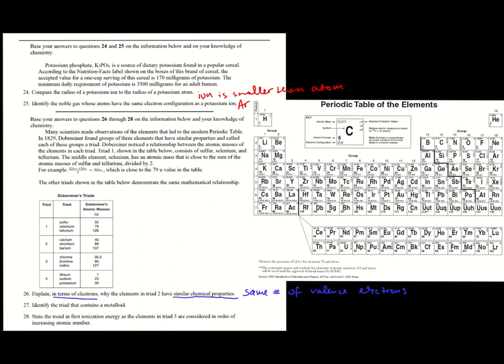Okay. State the trend in first ionization energy as the elements in triad 3 are considered in order of increasing atomic number. So triad 3, chlorine, bromine, and iodine, we're going by increasing atomic number. So we're going from chlorine down to iodine. What is the trend in first ionization energy? So it's highest up here with helium. It goes down as you go down the group away from helium. So the trend is that it decreases.